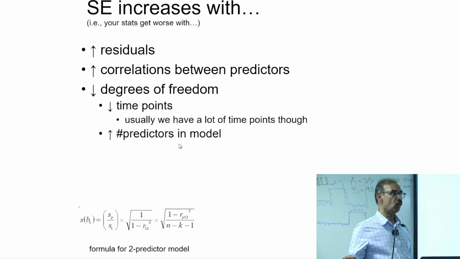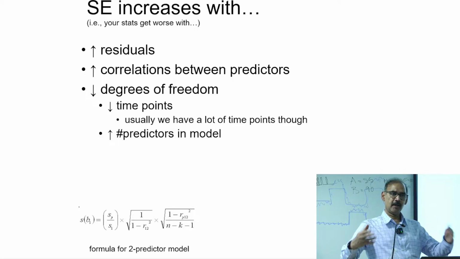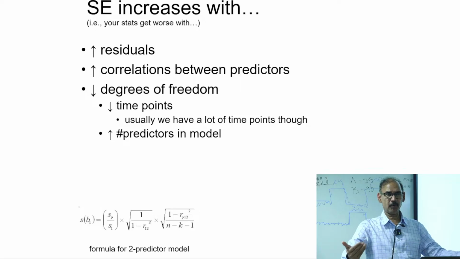Does anyone know what a degree of freedom is? Right. So let's say we collected 104 data points. What would be the typical degrees of freedom for that data set?